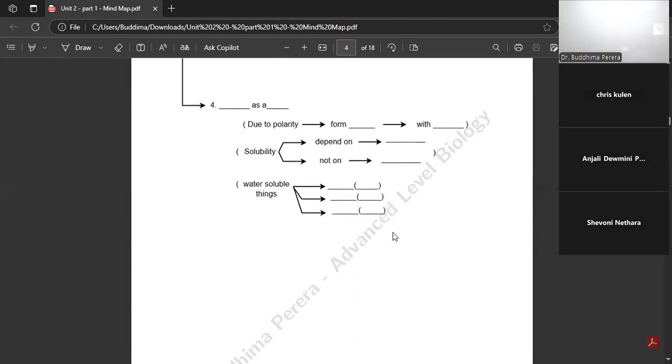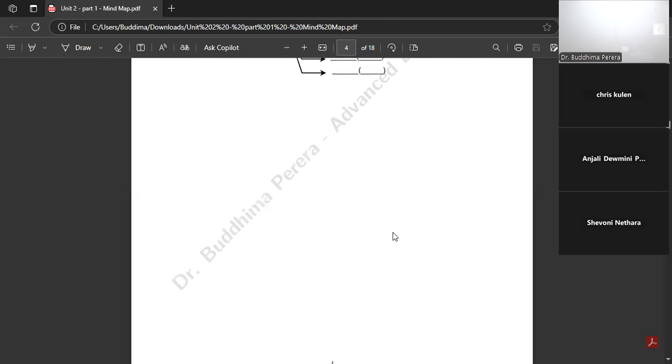Due to polarity, water forms hydrogen bonds with solutes. Solubility depends on polarity, not on ionic nature. Water soluble things are polar molecules like glucose, ionic molecules like sodium chloride, polar and ionic molecules like lysozymes.